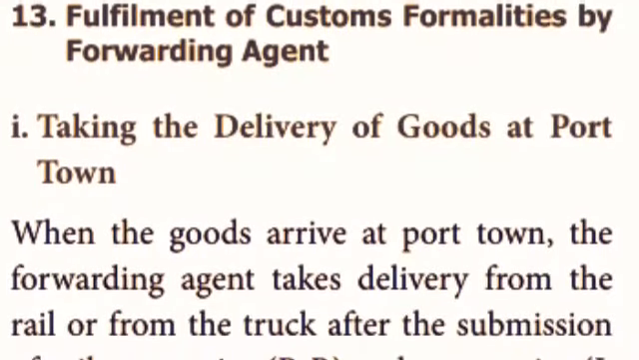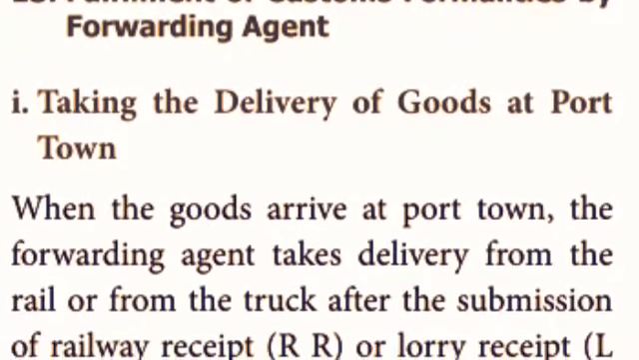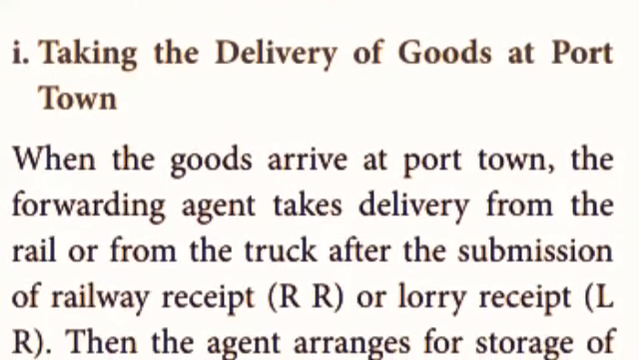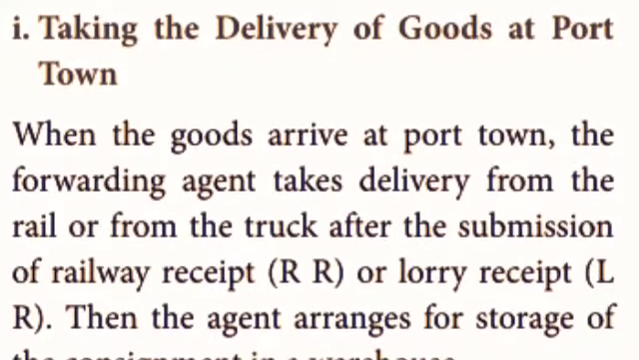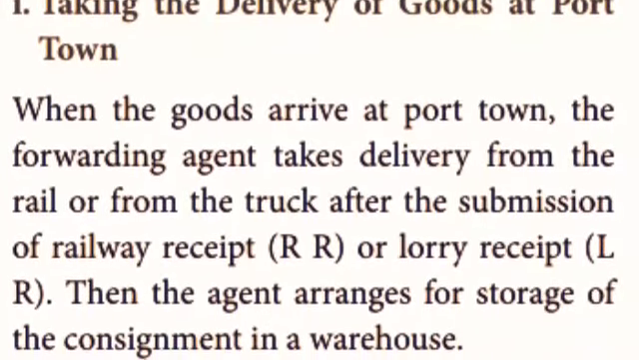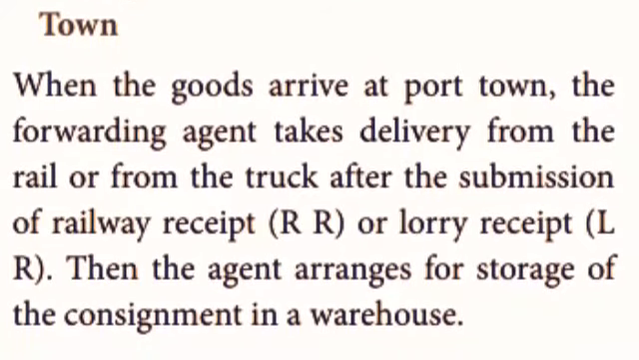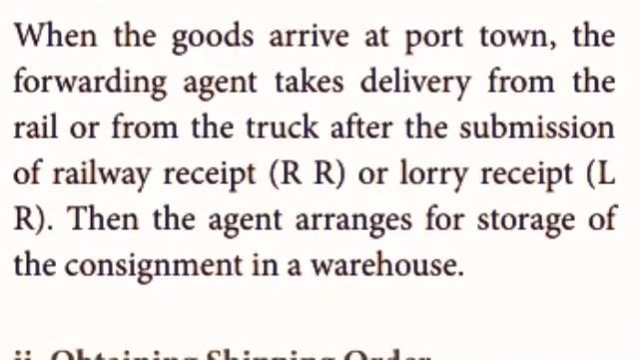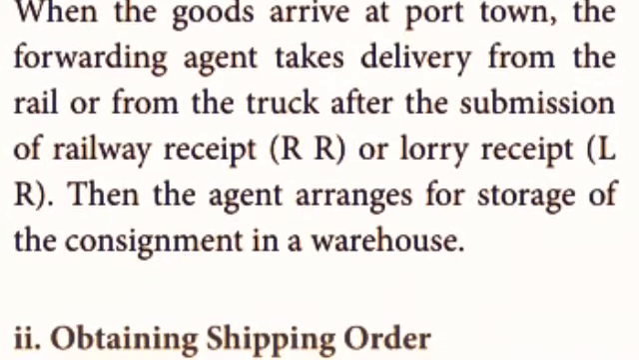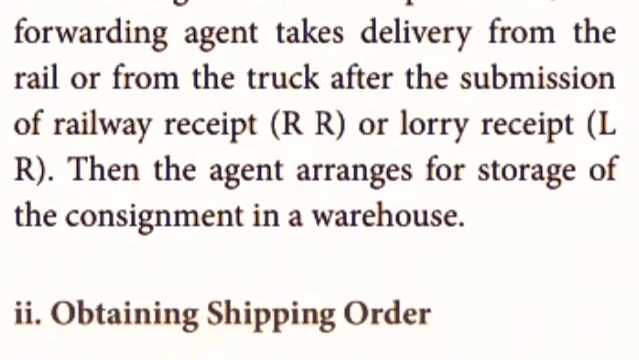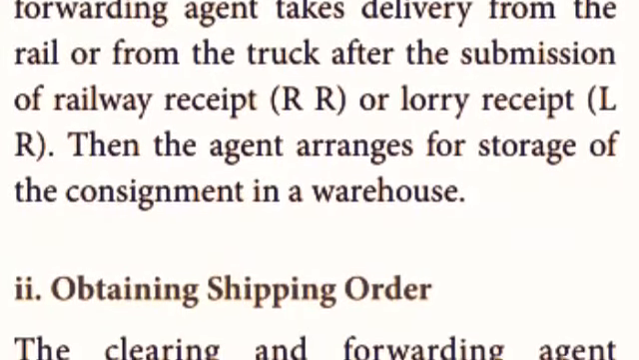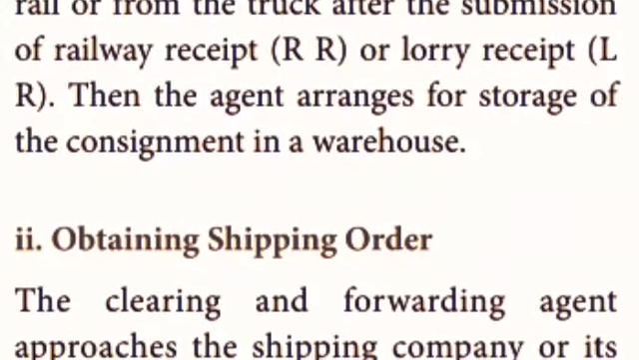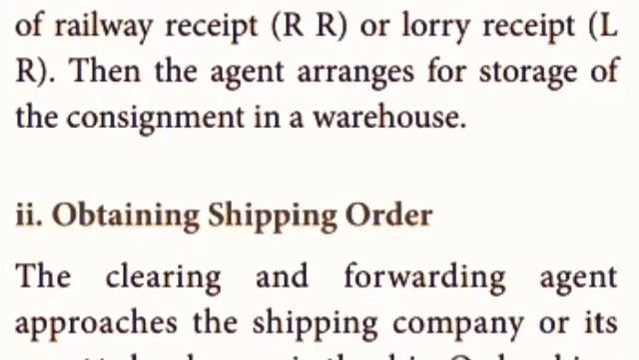Next one, fulfillment of customs formalities by the forwarding agent. Taking delivery of the goods at the port town. When the goods arrive at the port town, the forwarding agent takes the delivery from the rail or from the truck after the submission of the railway receipt. So when we get the goods, we have to submit the receipt and then get the goods. Then the agent arranges the storage of the consignment in a warehouse. After that, the agent wants to store all the goods in one place. That place is called a warehouse. Already we saw that in the previous lesson.